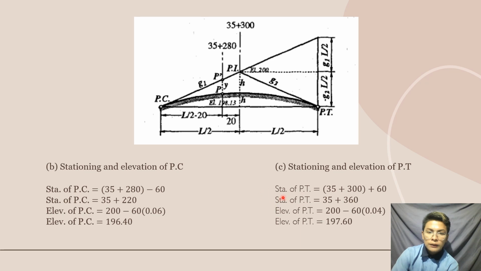Next is the stationing and elevation of PT. For the station of PT, we must add 60 to the 35 plus 300 at the PI, which equals 35 plus 360. Then for the elevation of PT, 200 meters minus 60 times 0.04, the G2. So we have the elevation of PT, 197.6.